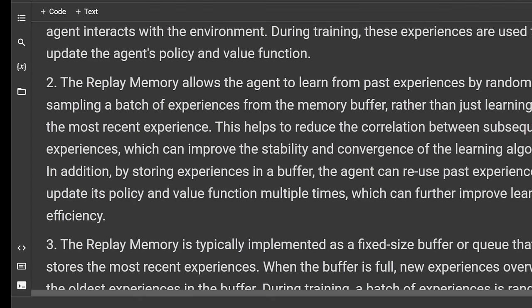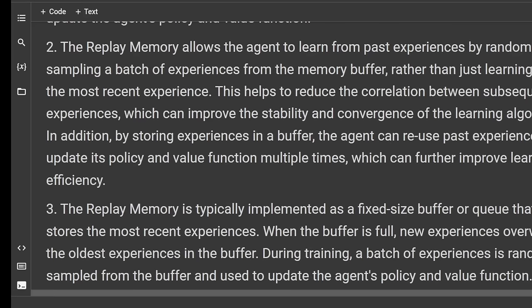Now let's look at the importance of replay memory. The replay memory allows the agent to learn from past experiences by randomly sampling a batch of experiences from the memory buffer rather than just learning from the most recent experience. So instead of just learning from our recent experience, we take a sample of all the past experiences and make a decision based on that.